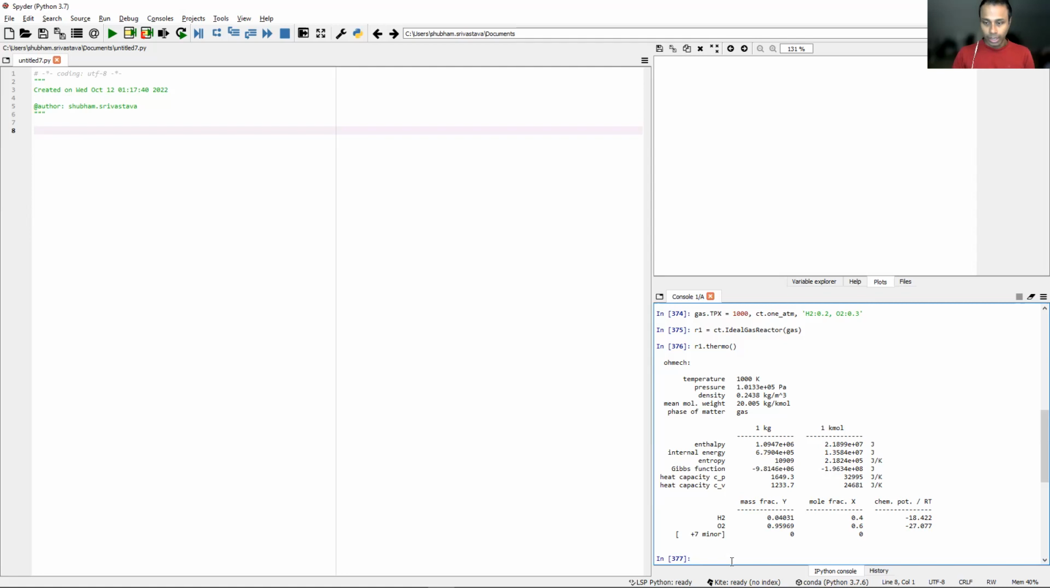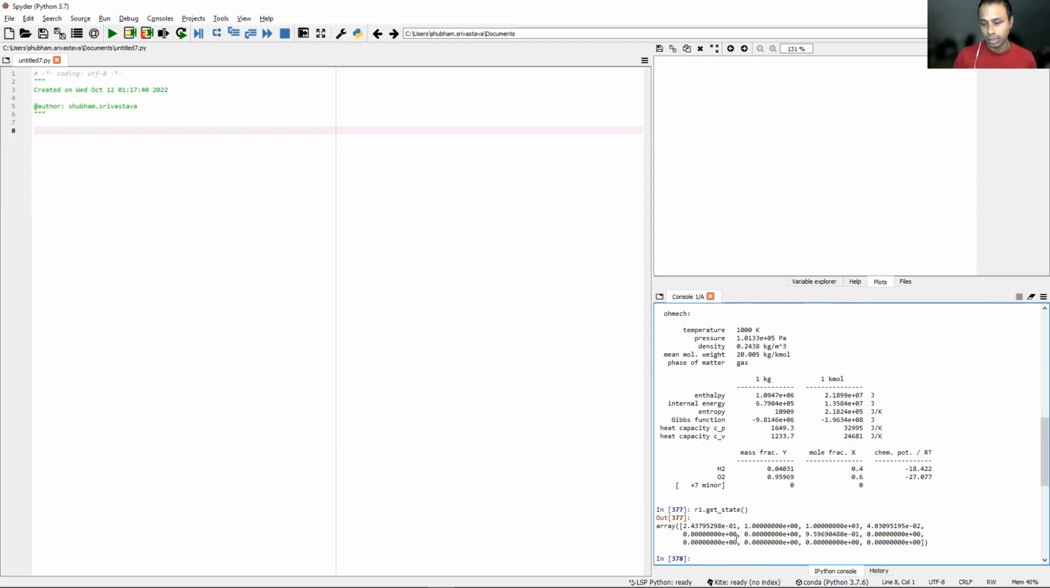There's one more way of looking at things, that is R1.get_state. This is another function for these reactors, for any reactor as such. So if you look at the gas state, this is what it gives. Now this looks a bit strange, but if we look at the help for get_state, we will come to know what this does. So help(R1.get_state).